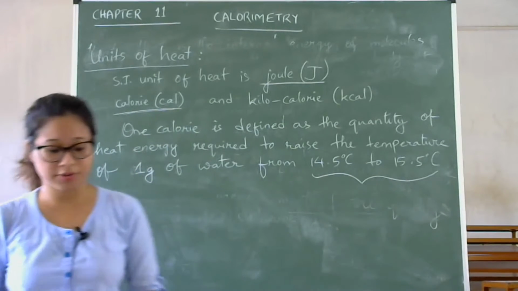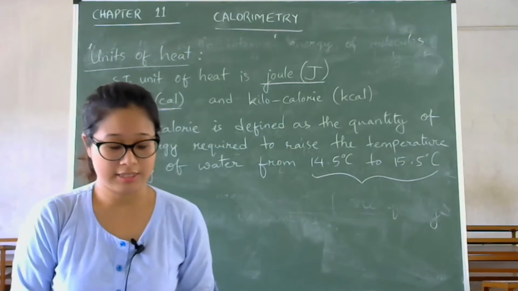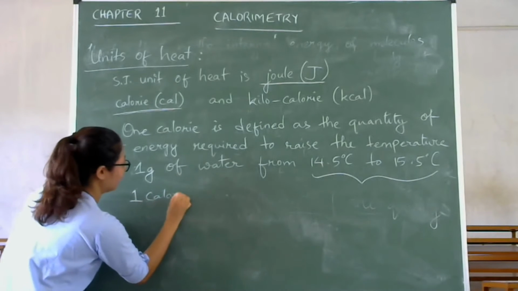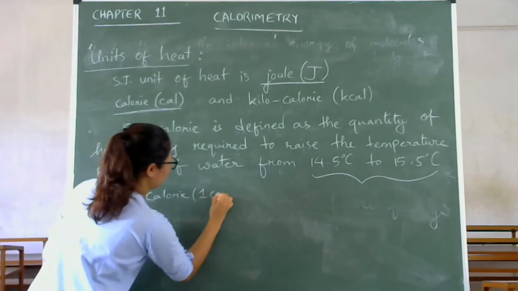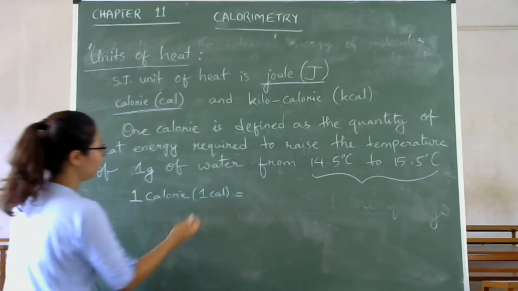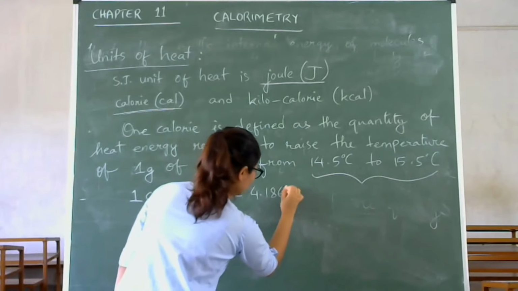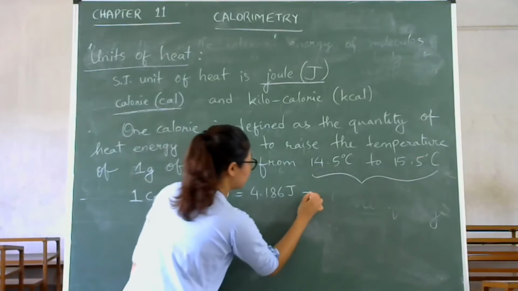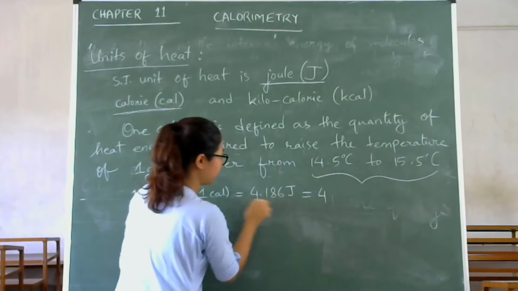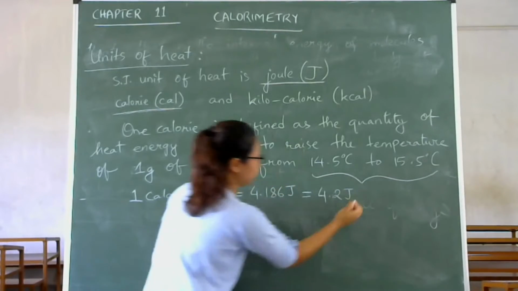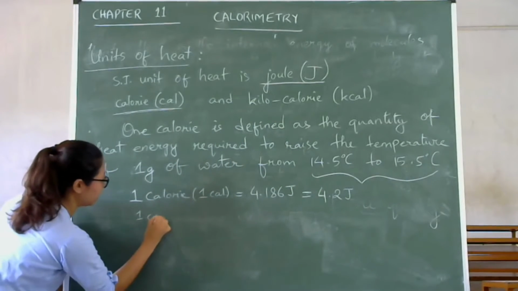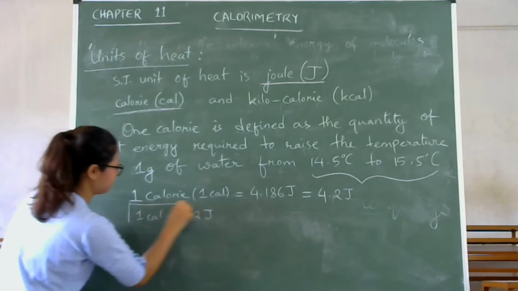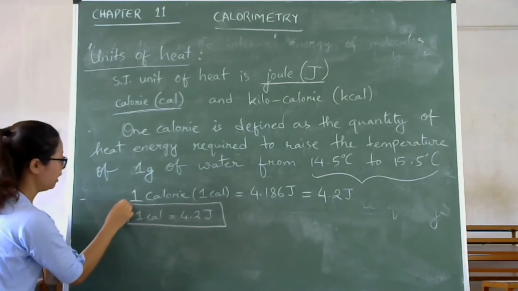So this joule and calorie are related by a certain equation. We have 1 calorie is equal to 4.186 joule, and this is nearly equal to, we can round off this number to 4.2 joule. So we have the relation 1 calorie is equal to 4.2 joule. This is a very important relation.